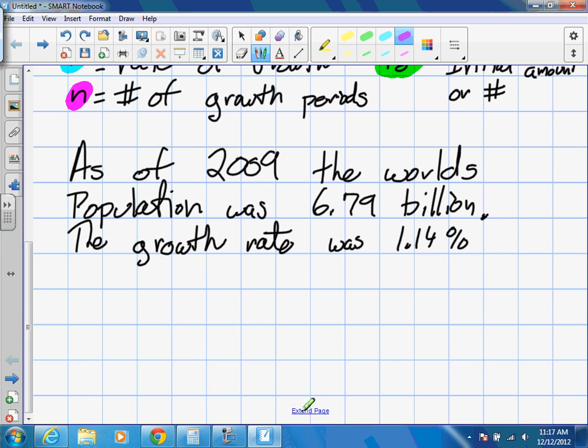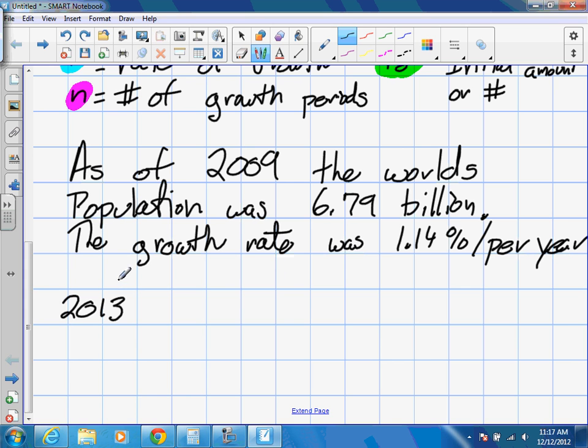So, though this stat is a little out of date, we can use it to solve for today, and it's probably relatively accurate. As of 2009, the world's population was 6.79 billion people. The growth rate was 1.14% per year. Okay, so we have to put that in. It's very important that we know how much it's growing per year. Let's calculate today's population. So let's calculate the population as of January of next year. So in 1 month, we're going to be in 2013. So we're going to look for the population as of 2013, so a month from now.